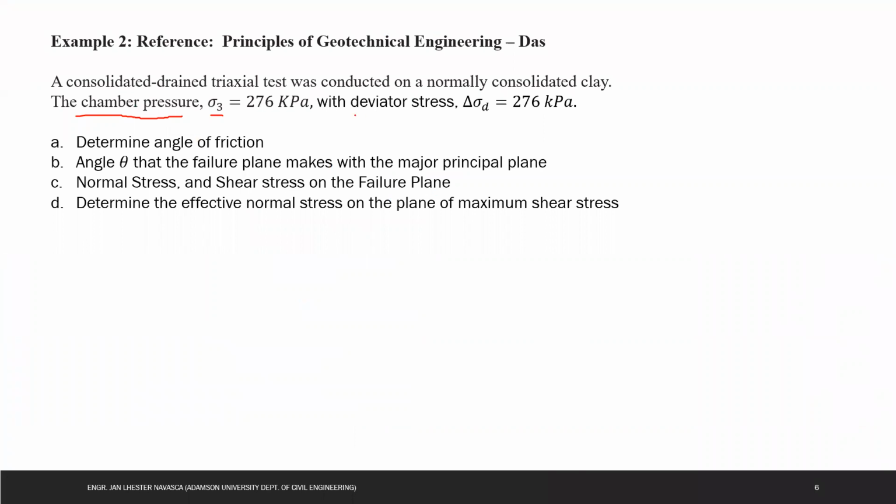Okay, so since the given is 276 kPa for the chamber confining pressure and 276 kPa for the deviator stress, delta sigma d, the problem is asking: what is the angle of friction, phi? What is the angle theta that the failure plane makes with the major principal plane? Letter C, what is the normal stress and shear stress on the failure plane? And letter D, what is the effective normal stress on the plane of maximum shear stress?